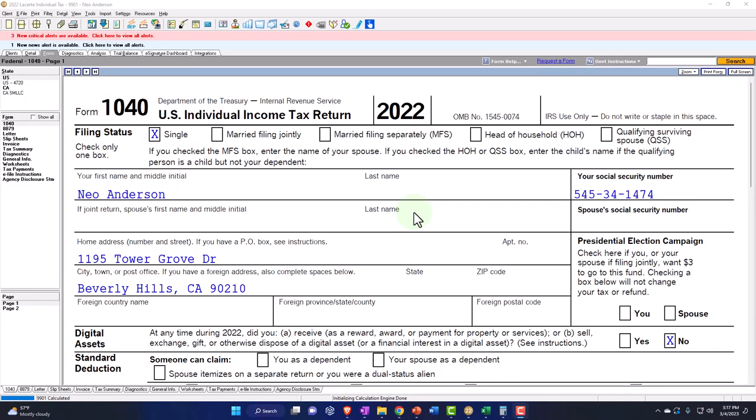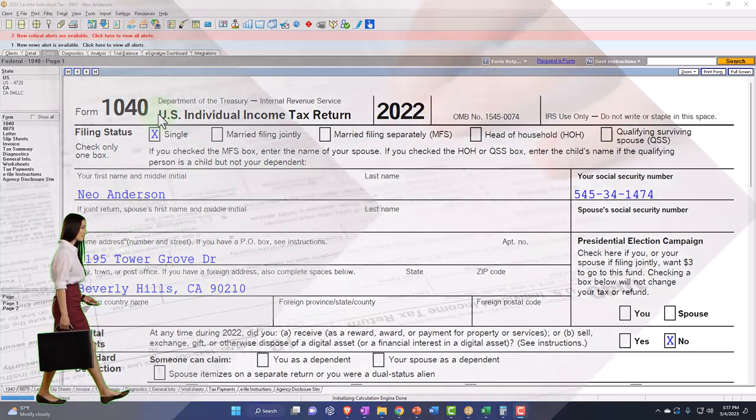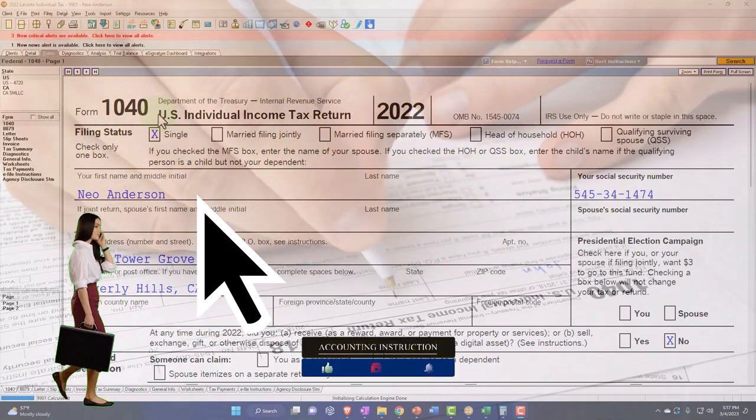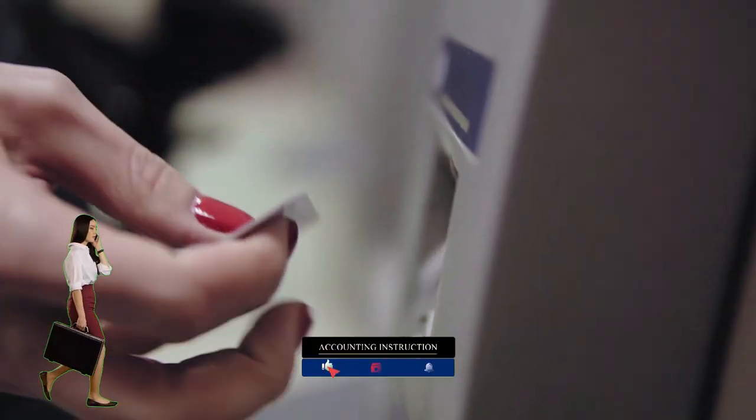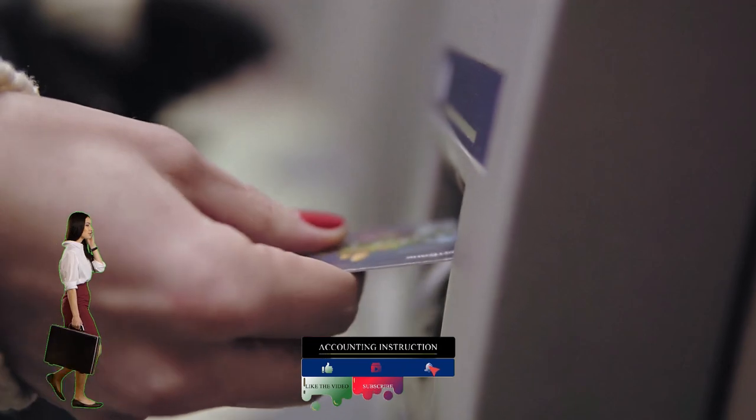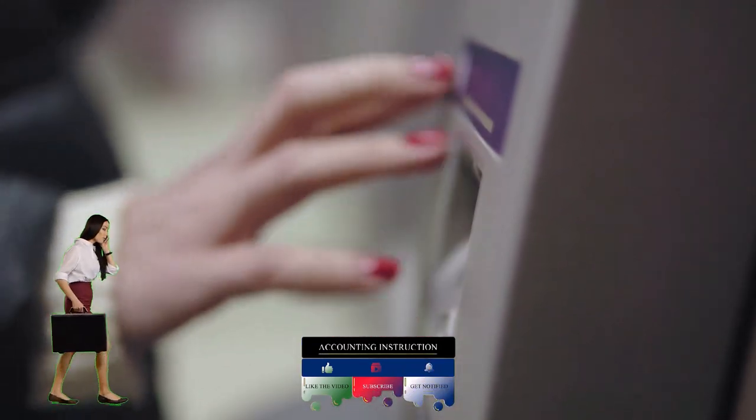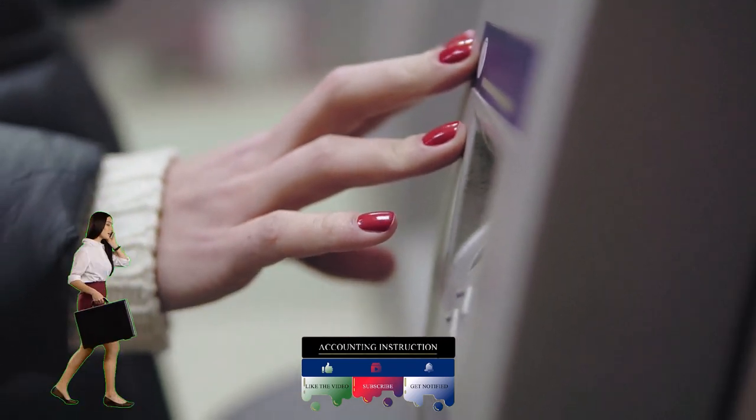Here we are in our example form 1040, populated with Lacerte tax software. You don't need tax software to follow along, but it's a great tool to run examples and scenarios with. You can also get access to the form 1040 and related schedules and forms on the IRS website, irs.gov.